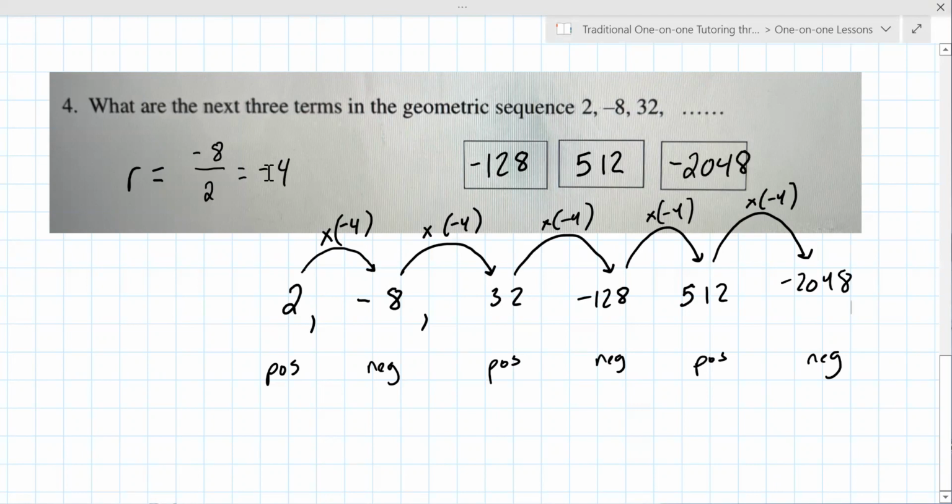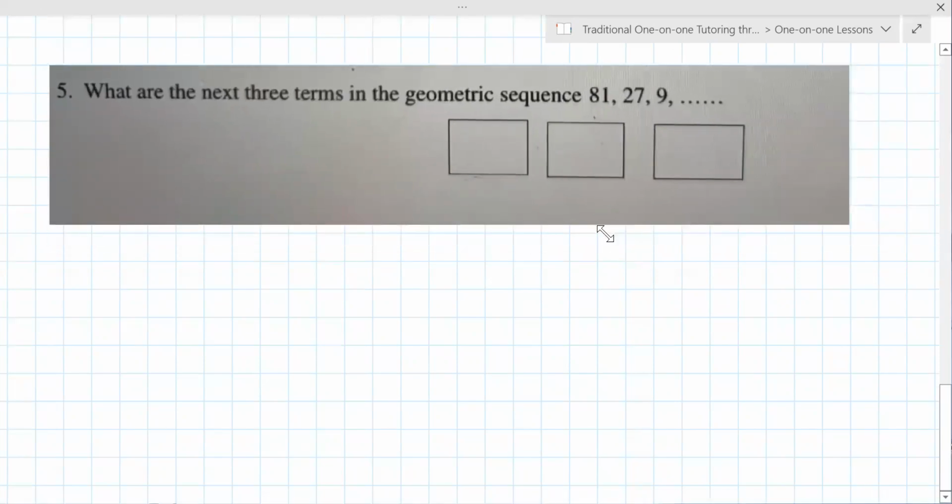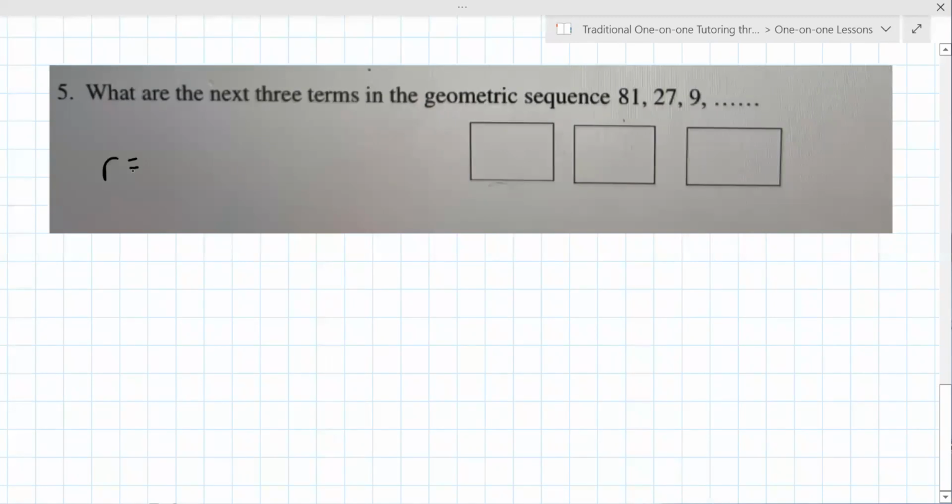Okay, so really not that difficult. Once you know this ratio, it helps you to determine what to do next to get this pattern. All right, so let's look at number 5. Just like the previous problem, we want to calculate the value of R, that ratio between terms. You take the next one, 27, and divide it by the previous one, 81. And this time it's a fraction, which is 1/3.